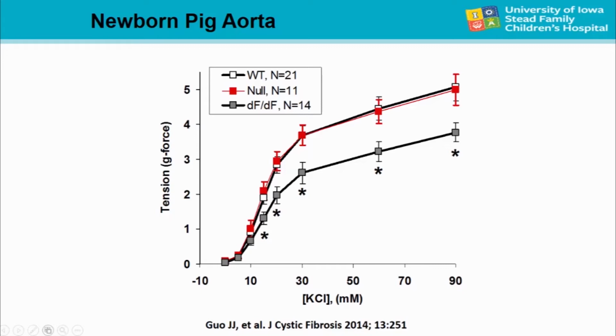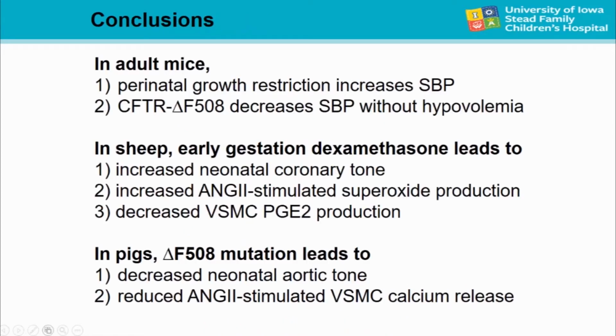So in conclusion, we showed in adult mice perinatal growth restriction increases systolic blood pressure, and the delta F508 mutation decreases systolic blood pressure. But we really weren't able to move very far past blood pressure phenotypes in the mice. So I leveraged things and moved into sheep to look at coronary arteries and also look at the time course for some of the changes that we were seeing. Sheep coronary arteries had increased tone, increased angiotensin-stimulated superoxide production, and decreased prostaglandin production. Whereas with the delta F mutation, there's decreased aortic tone and decreased calcium release.